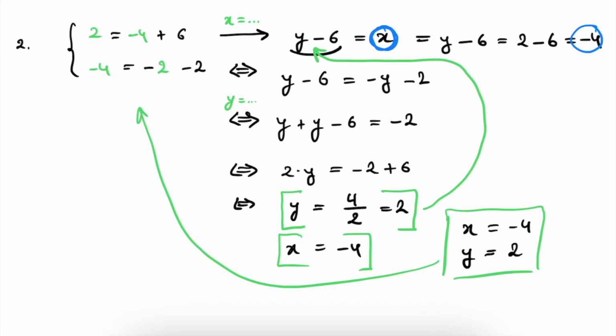So what do we see now? We see that indeed minus 4 plus 2 is indeed equal to 2, and minus 4 is indeed equal to minus 4. So we did not make any mistakes.